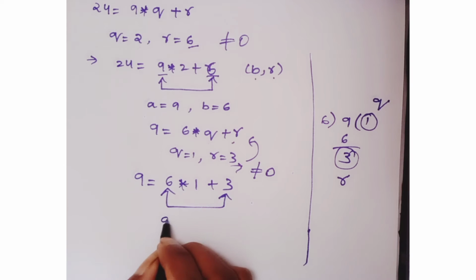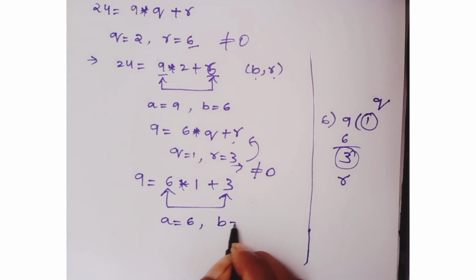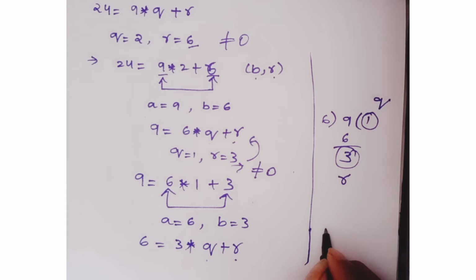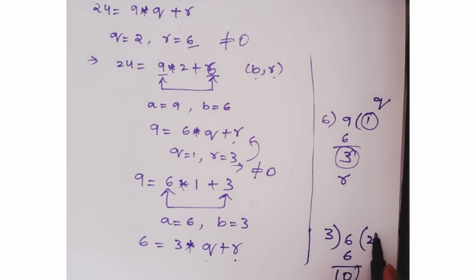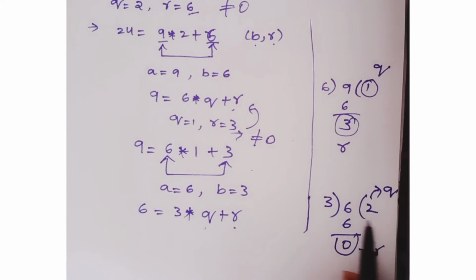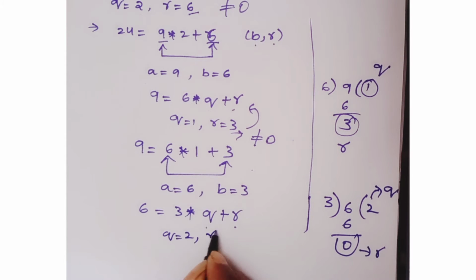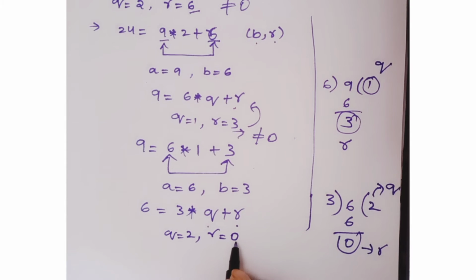So when I apply, I get A as 6 and B as 3. Now 6 equal to 3 into Q plus R. So to get the values of Q and R, you need to divide them both. So 3 into 6, 3 twos are 6, so 0. Now Q is 2 and R is 0. Now substitute in this equation again. 6 equal to 3 into 2 plus 0. This is the equation I got.